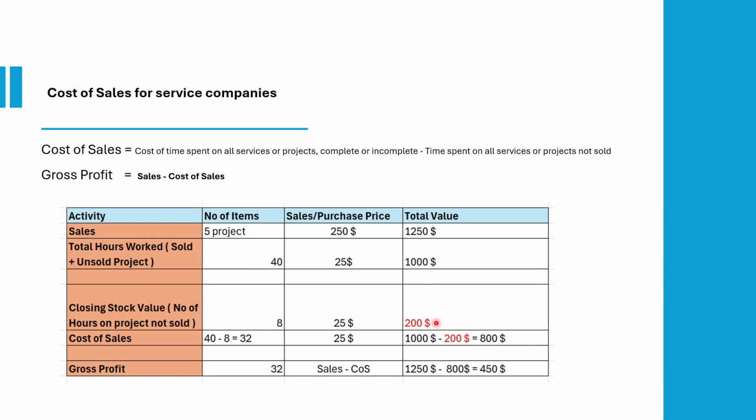But no, if you see here, to sell those projects only cost of sales was $800, because there is around $200 which we are not able to sell. That is the closing stock, still with us. So for the sale which we did, we actually worked for 32 hours only, which turns out to be $800 value. So our profit was $450 for this sales value, right? So that's how it's very important. I hope you got the point. What is cost of sales accounting, right?